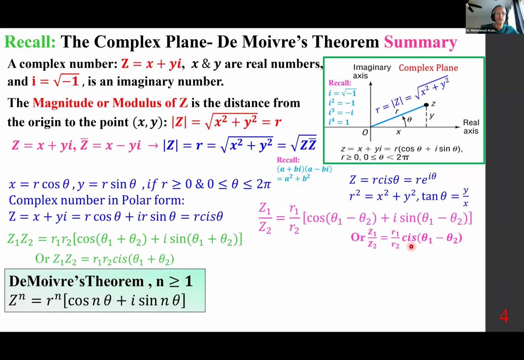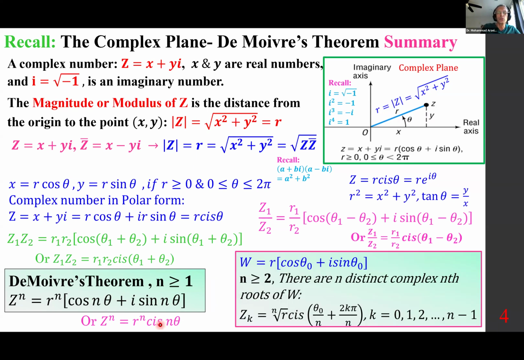De Moivre's theorem says if n is larger than or equal to 1, if we want to raise z to the power of n, we raise r to the power of n, and then we multiply the argument theta by n, or simply put, z to the power of n is r to the power of n, cis n theta.